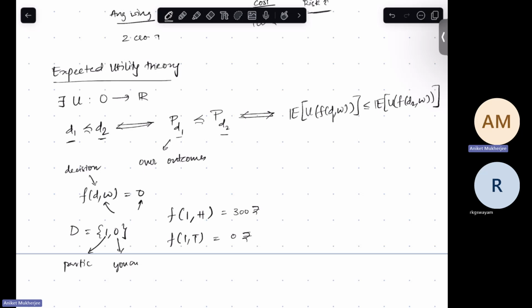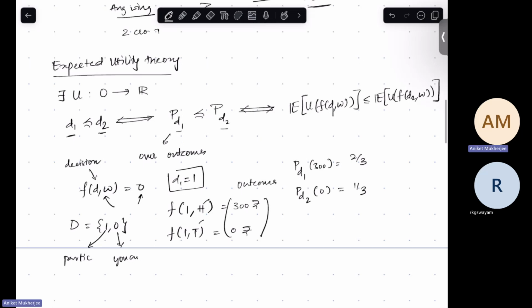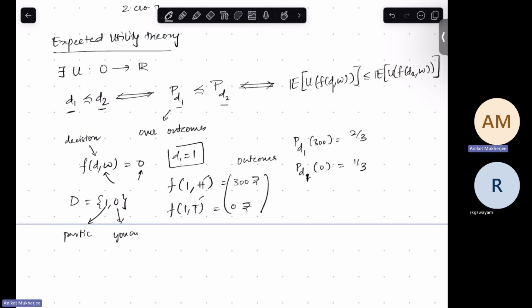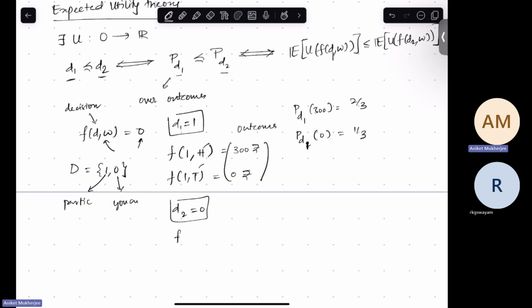Now you can see that there is also a probability distribution over this. This is your outcomes. Now if I take D1, let D1 be 1. That means I am participating to enter the lottery, right? Then my distribution P_D1 of 300 is basically 2/3, and P_D1 of 0 is 1/3, because those are the probabilities with which I get these two outcomes.